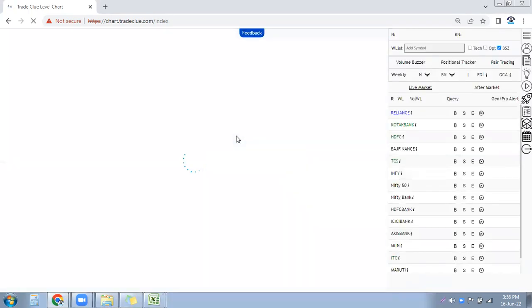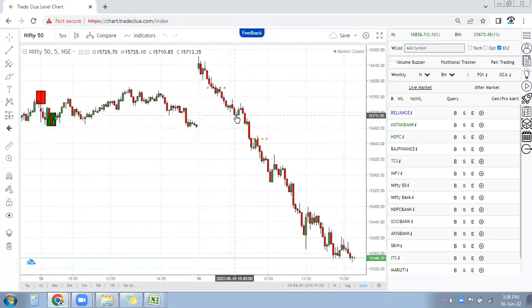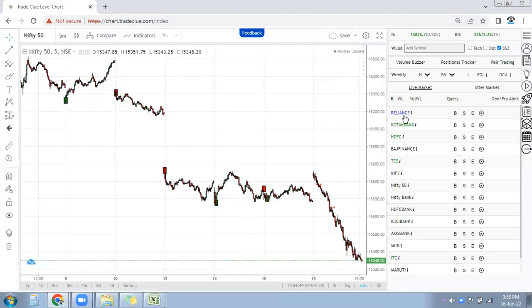Now once you log in, you basically have two panels. One you can see is on the left hand side, the charting panel, and the right hand side is basically the dashboard. Now let's first quickly go through the charting panel and then we come to the dashboard, which basically helps us to navigate and get good stocks for trading.